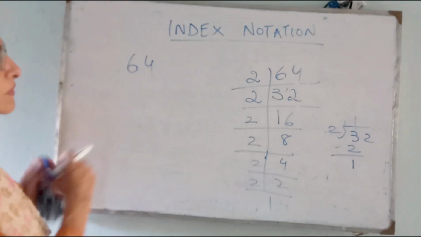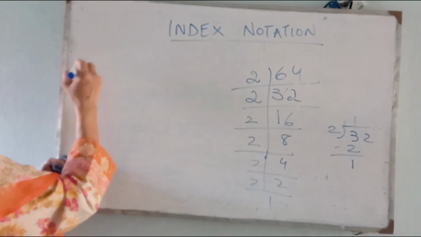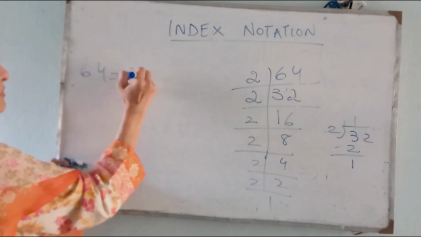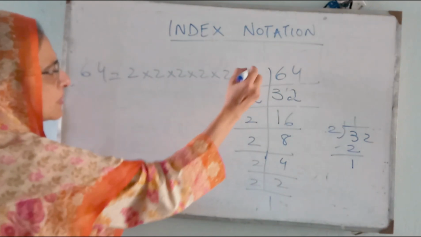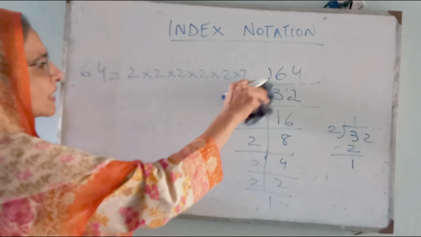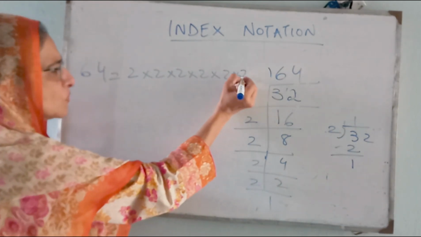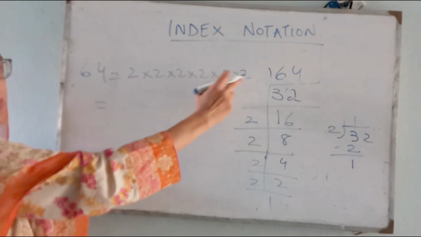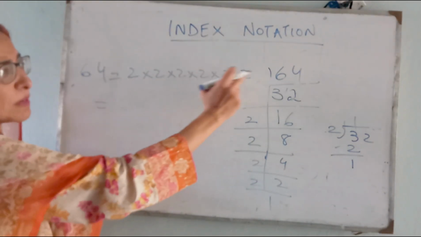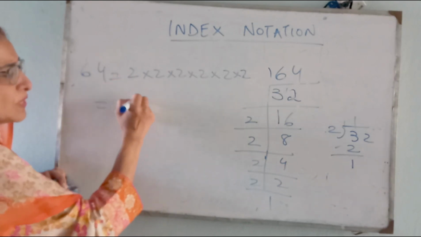Right? So what are the factors of this number 64? It is 2 multiplied by 2 multiplied by 2 multiplied by 2 multiplied by 2 multiplied by 2. These are the factors of this 64. Since the base is the same, that means this number is the same. So I am going to write it once.